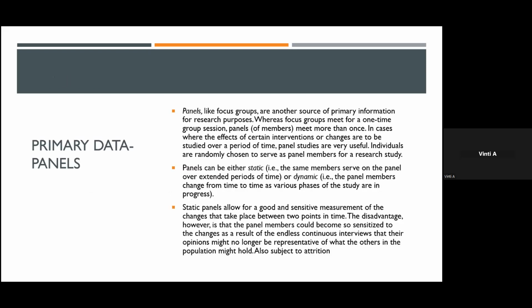Primary data panels are basically like focus groups. Okay, panel data is basically where you ask them for some information, but then over a period of time you use the same members, and you go to them in various phases of the study. Okay, they can be either static, which means the same panel members are there at different phases of the study, whereas in dynamic, the panel members might change over a period of time as various phases of the study are in progress.